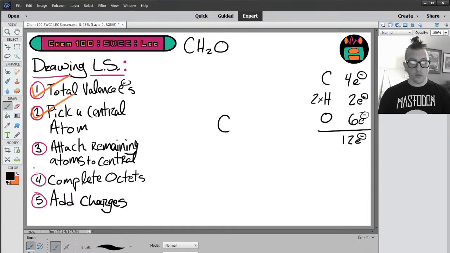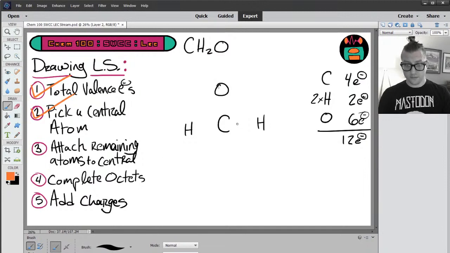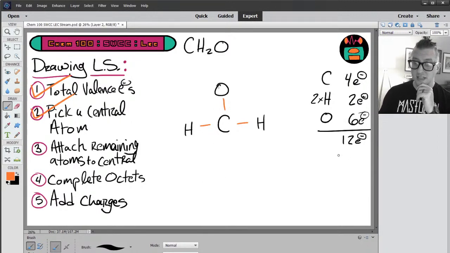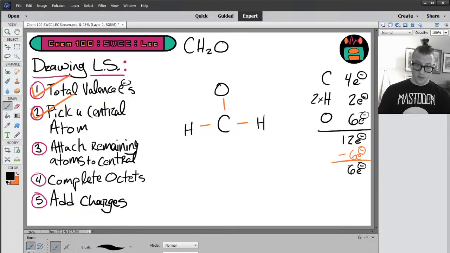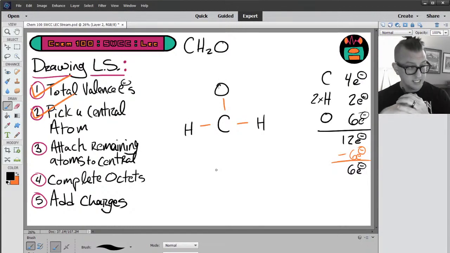Step 3, we need to attach our remaining atoms. We have oxygen and 2 hydrogens to attach. So when we do, we have to spend electrons to make bonds, right? And there are 2 electrons in each bond. So this will cost us 2, 4, 6 electrons out of our budget, leaving us with 6 electrons to spend. Now our hydrogens are content, right? Hydrogen wants to be like helium, so it wants access to 2 electrons.